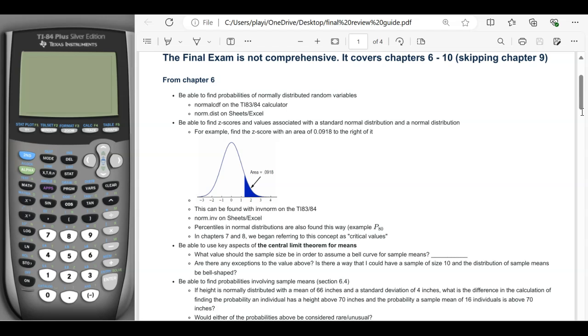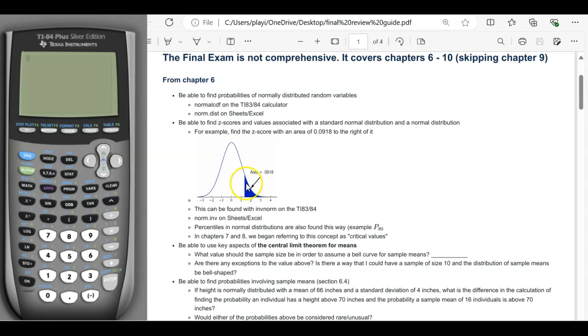So in chapter 6, we learned to use normal CDF or normal DIST, depending on the technology you're using, to find normal probabilities. And we used inverse normal or norm.inv on the spreadsheets to find numbers that had an area to the left or to the right of them. So for example, on this problem, there's an area to the right of 0.0918. So I could use second vars inverse normal, and the area is always the area to the left, so I would do 1 minus the area to the right.